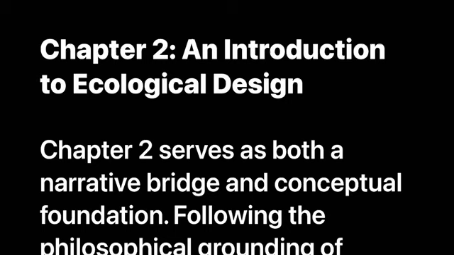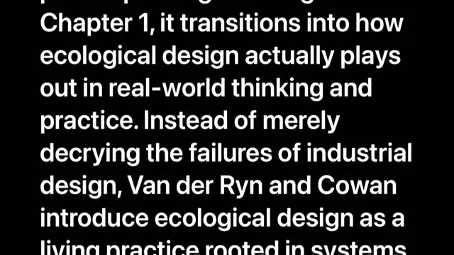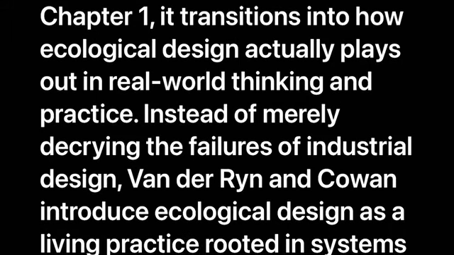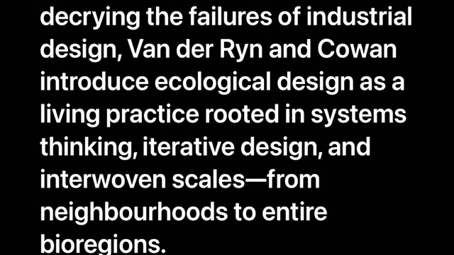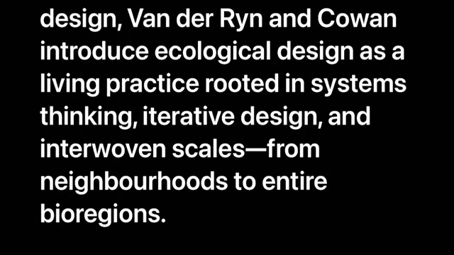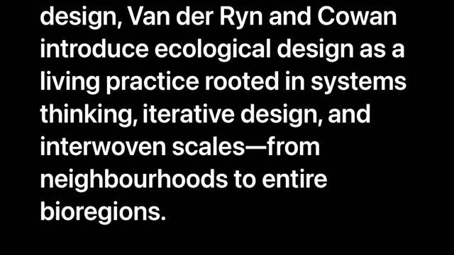Chapter 2, An Introduction to Ecological Design. Chapter 2 serves as both a narrative bridge and conceptual foundation. Following the philosophical grounding of Chapter 1, it transitions into how ecological design actually plays out in real-world thinking and practice. Instead of merely decrying the failures of industrial design, Van der Ryn and Cowan introduce ecological design as a living practice rooted in systems thinking, iterative design, and interwoven scales, from neighborhoods to entire bioregions.